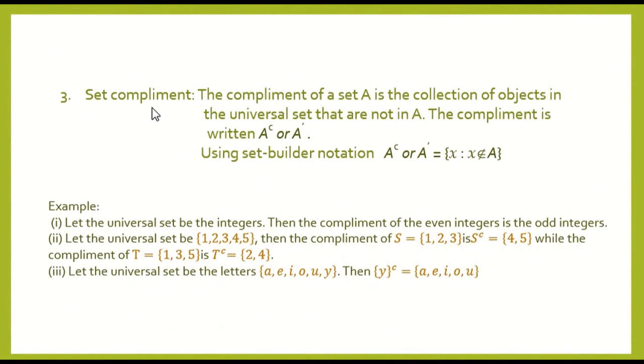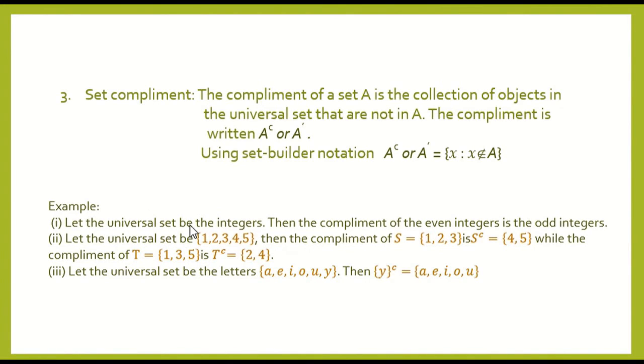Another, we have the set complement. The complement of a set A is the collection of objects in the universal set that are not in A. The complement is written A complement or A prime. Using set builder notation, A complement or A prime is equal to X such that X is not an element of A. Example, let the universal set be the integers. Then, the complement of the even integers is the odd integers.